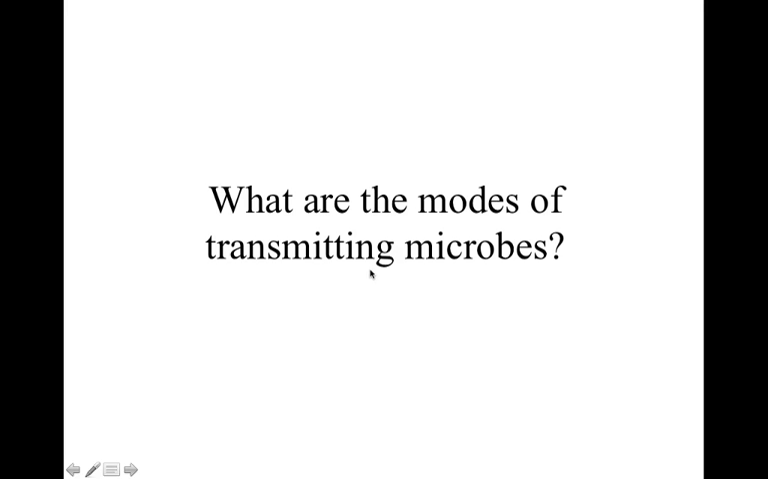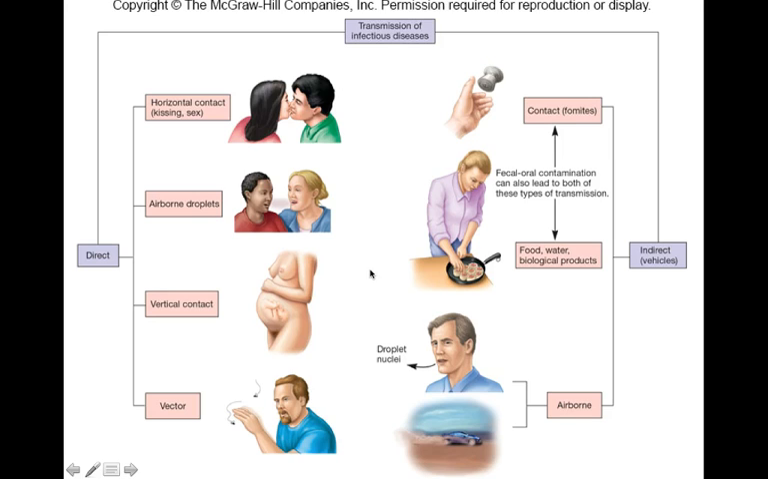What are the modes of transmitting microbes? So you can transmit microbes from one person to another through direct contact. It can be direct contact, it can be through airborne droplets, or vertical contact is considered from a mother to a fetus. You can have transmission of an infectious disease through a vector. So a vector could be, for example, a mosquito.